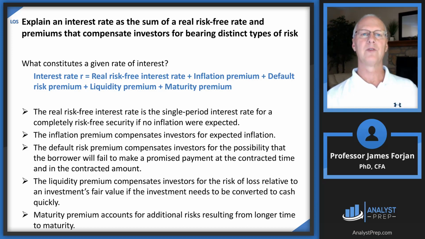All right, let's go ahead and describe the scenario under which a borrower and a lender agree on the terms of a loan. That interest rate has to be the sum of the real risk-free rate of interest plus other things that the lender requires compensation for. So what constitutes a given rate of interest? It's going to have several components. It's going to have the real risk-free rate of interest. There's going to be a premium for inflation, a premium for default, a premium for liquidity, and a premium for maturity. Let's look at each of those in the bullet points.